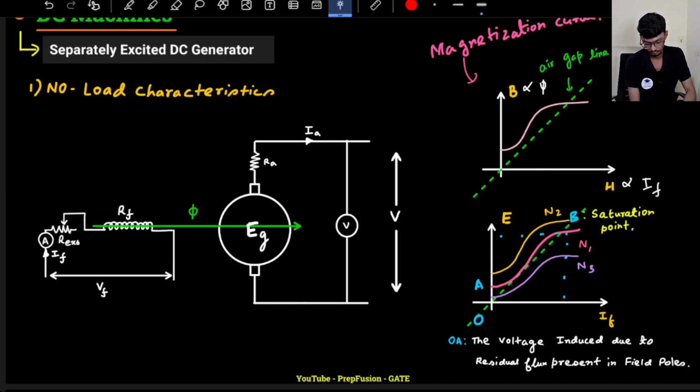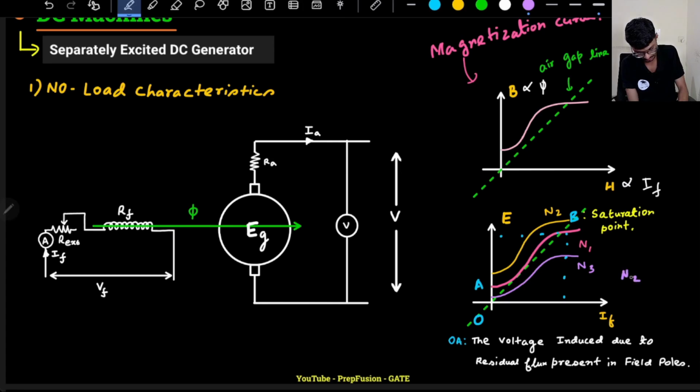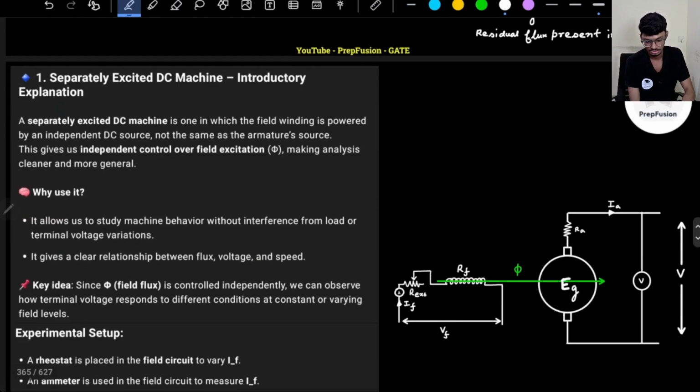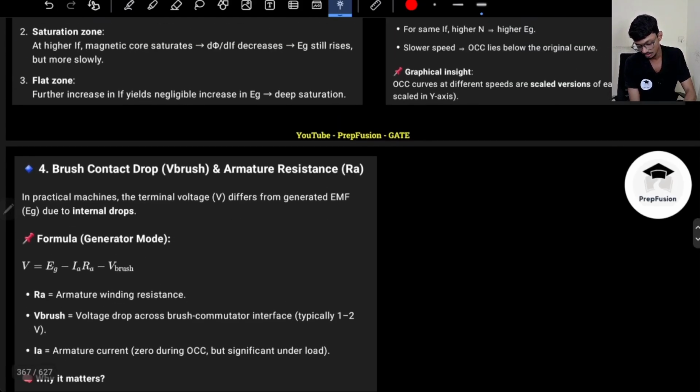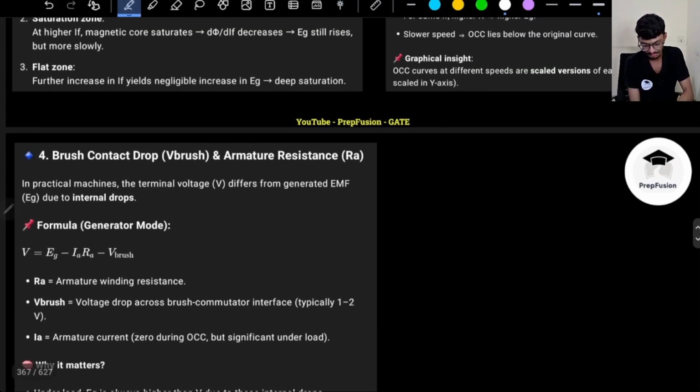I hope you have understood this basic point. The key takeaway is that n2 will be the highest speed: n2 is greater than n1, which is greater than n3. n3 is the lowest because it develops the least induced voltage. The same thing is written over here. How does my OCC change? It will just be scaled linearly. That's it.